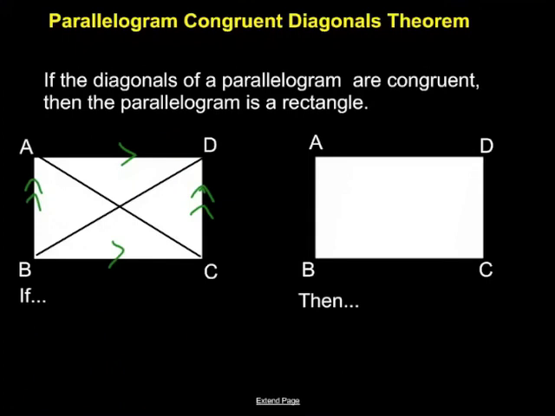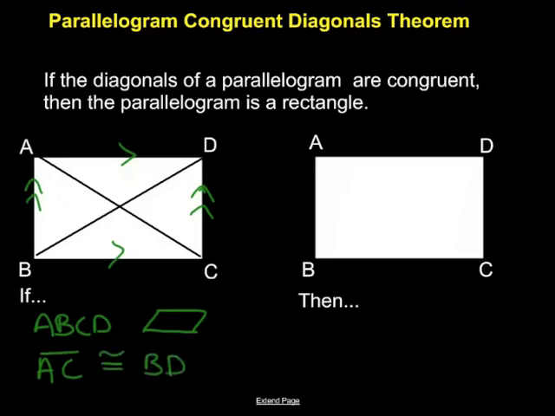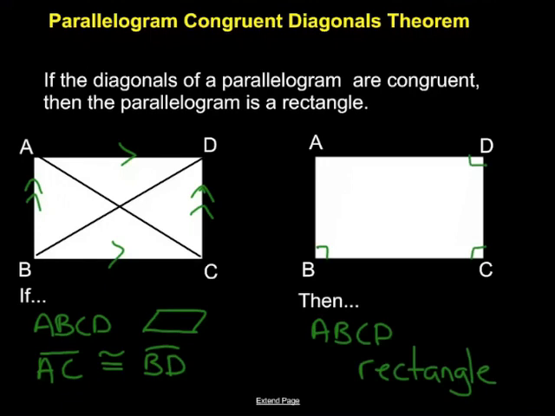So if ABCD is in fact a parallelogram, and segment AC is congruent to segment BD, then we know that parallelogram ABCD is a rectangle. And we also know a rectangle would have right angles.